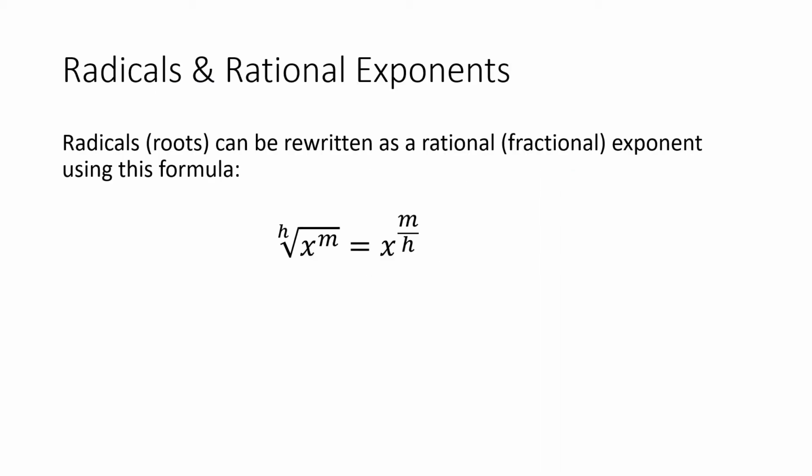So radicals, which are just your roots, can be rewritten as a rational or a fractional exponent using this formula. Now, most textbooks would use an M and an N, or maybe an A and a B. Here I've used an M and an H, as you see in our equation. The reason I use that is to help you remember the rule here. If you have the hth root of x to the mth power, think of this as a house. The man, the M, is inside the house. The H, the horse, is outside of the house. Now, when you want to convert that to an exponent, just remember the man rides the horse.